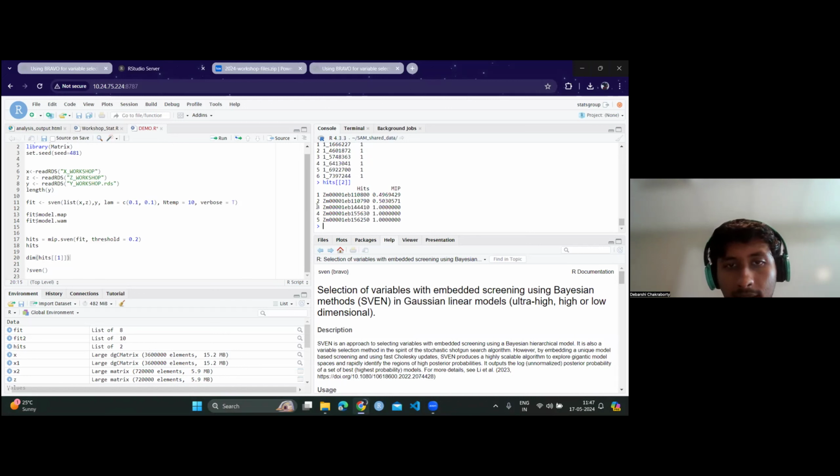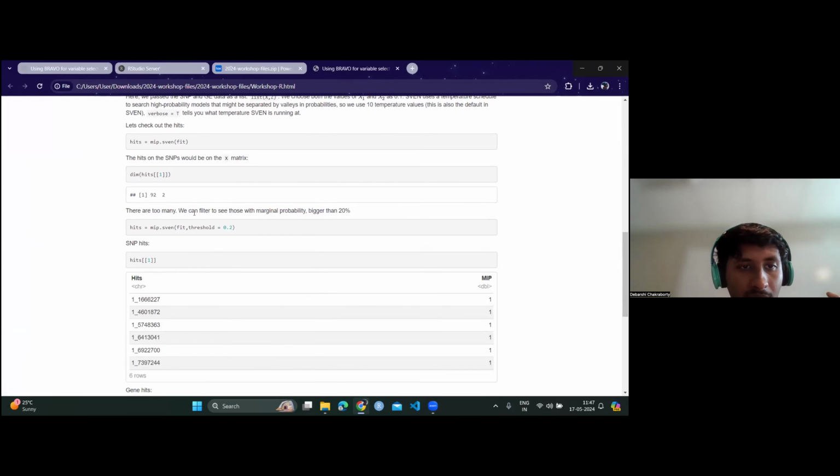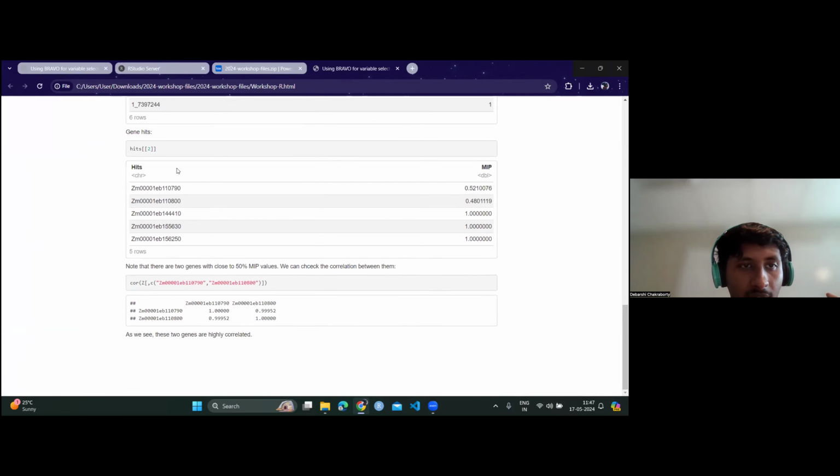So the 3, 4, and 5, these 3 genes have asymptotic marginal inclusion probability of 1. So these are fine. But these 2, you can see that they have almost the same, not 1, but almost the same inclusion probabilities. So we suspect that they might be highly correlated. So we can just check the correlation between them.